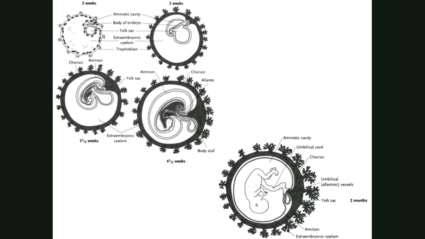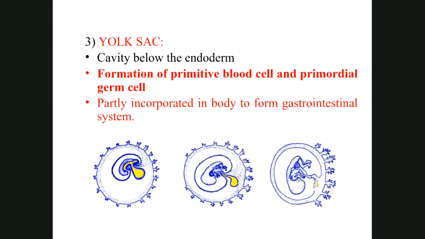The next is the yolk sac. The yolk sac is the cavity below the endoderm. Above the endoderm is the amniotic cavity; below the endoderm, the yolk sac. This yolk sac ultimately forms primitive blood cells, primordial germ cells, which are for the sperm and the ovum, and it forms part of the GIT. So the importance of the yolk sac is to know that it forms the primitive blood cells, and it forms primitive germ cells. Germ cells means sperm and ovum. So the sperm and ovum start developing in the yolk sac, and later on go to the testis and ovary.